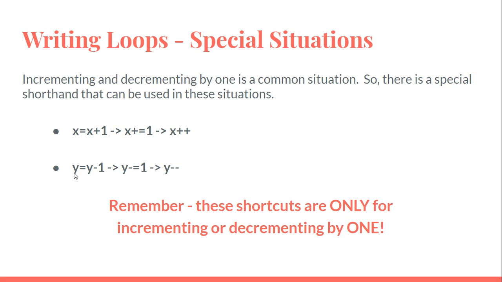Similarly, we can do it with decrementing, y equals y minus 1. That becomes y minus equals 1, and that can become just y minus minus. Please remember these last shortcuts here are only for incrementing or decrementing by 1. If I add another plus or add another minus, it doesn't make it go up or down by 2. This only works when incrementing or decrementing by 1.